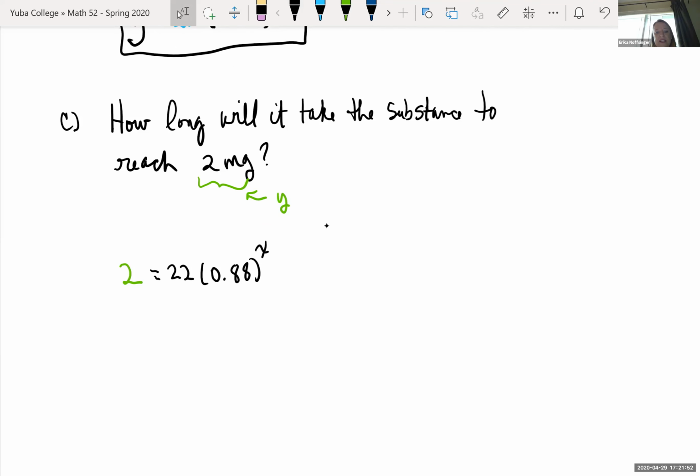Okay, so this is an exponential equation, and we need to solve for X. So we need to isolate that exponential piece. We want that 0.88 raised to that power by itself. First of all, we don't want that 22 in front of that parentheses, so we can get that by itself by dividing both sides by the 22. 2 over 22 reduces to 1/11, which is equal to my exponential piece, 0.88, all raised to the X power.